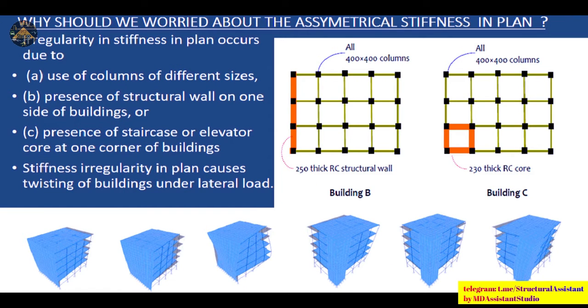How does this irregularity in stiffness in plan occur? It either occurs due to the use of columns of different sizes, or due to a structural wall present only on one side of the building. This type of behavior is not desirable. It also occurs due to the presence of a staircase or elevator core at one corner of the building. So always provide the elevator core in the middle of the building. Don't provide the elevator core on the side of the building.